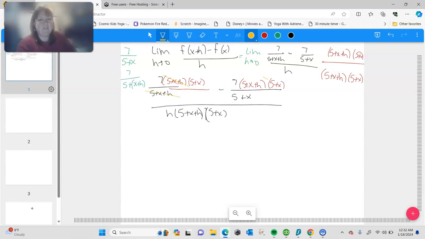Okay. And then I have a 5 plus x up here and a 5 plus x down there. Those also cancel out. So I end up with 7 times 5 plus x minus 7 times 5 plus x plus h all over that mess, right? And this is where we're going to expand, right? Once we get rid of those denominators, we can go ahead and expand.